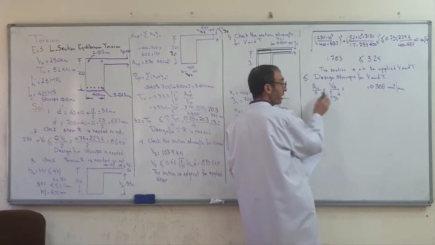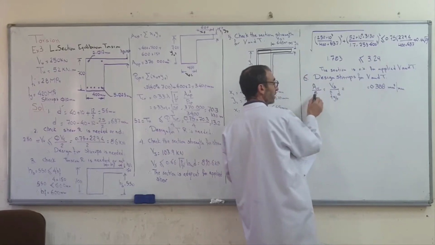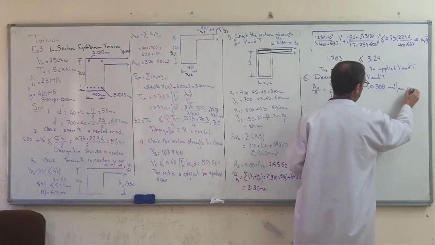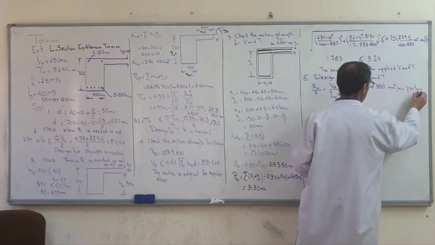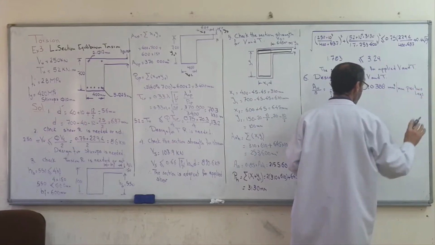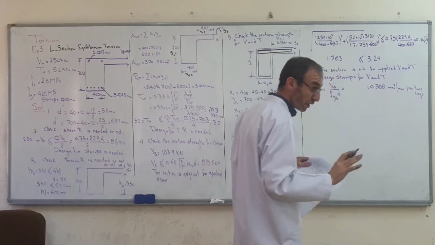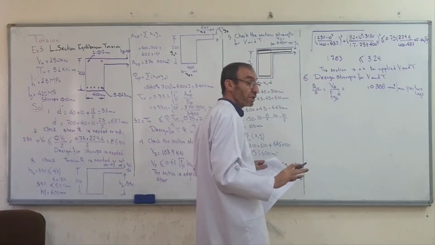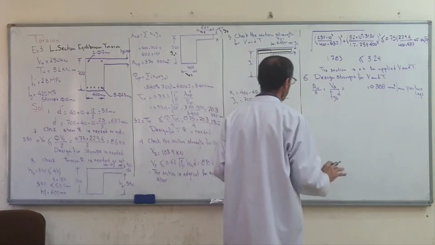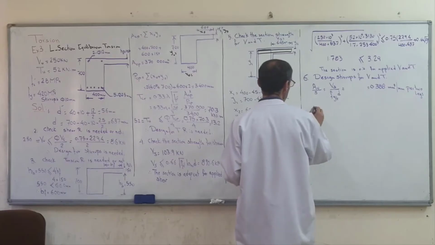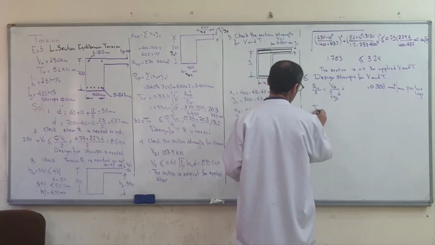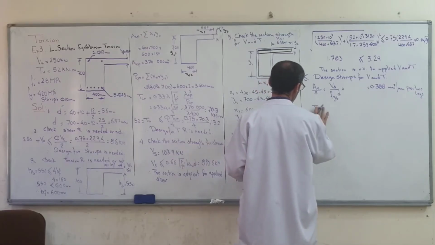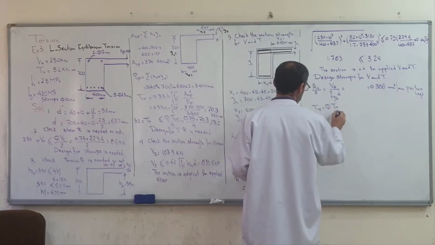Av over s, we write millimeter square per millimeter, per 2 legs. For stirrups, for 2 legs, as we know from the chapter of shear, we get this if we use this equation. Now for torsion, we use Tu equals phi Tn.